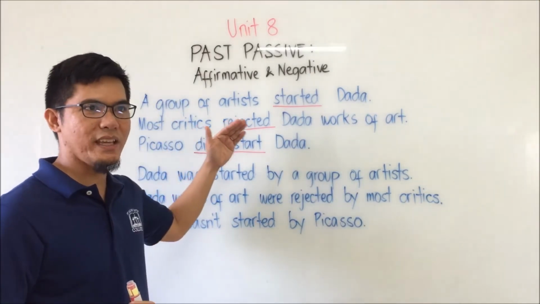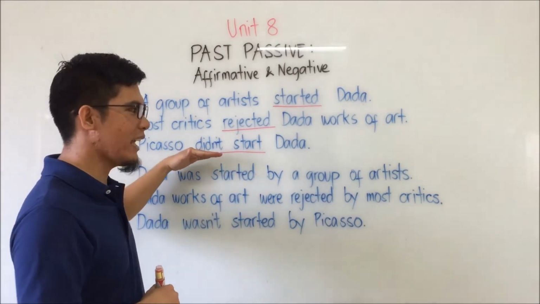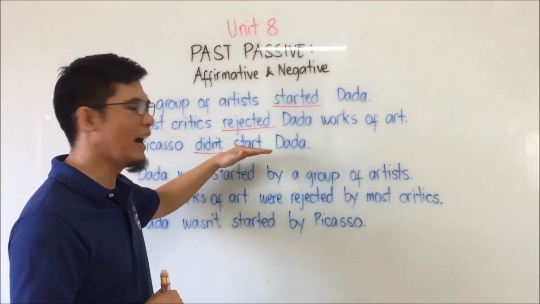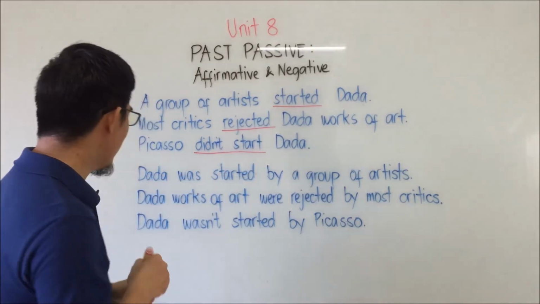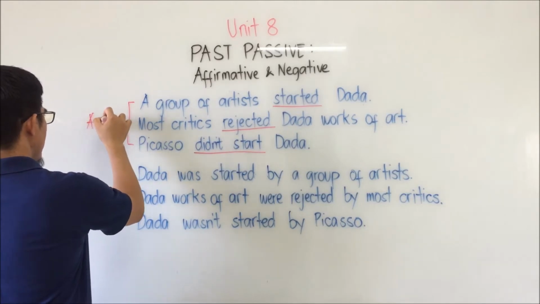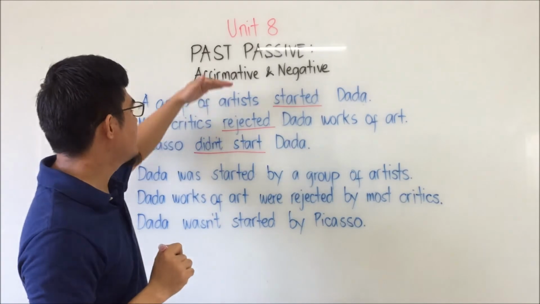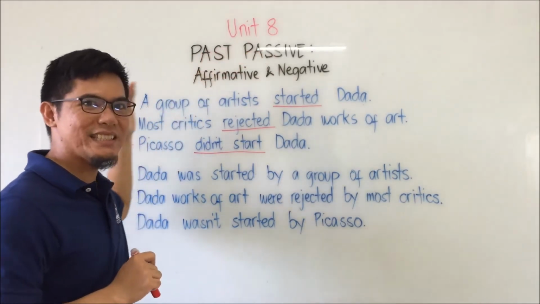What have you observed? Did we use is, are, am? No. Did we use isn't, aren't, am not? No. Because these are in active form. The opposite of passive is active.